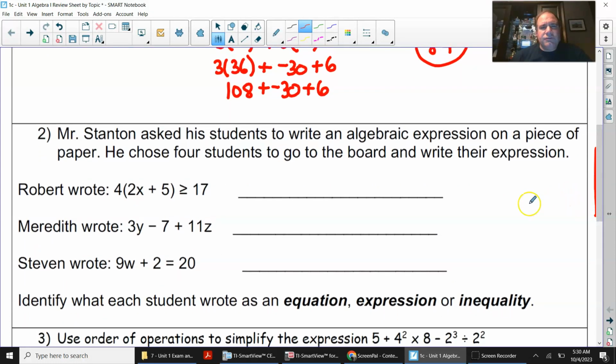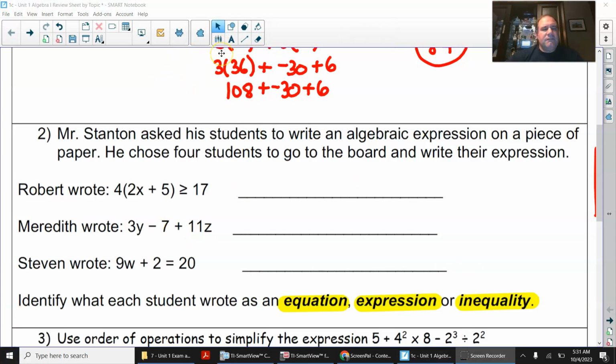Number 2, Mr. Stanton asked the students to write an algebraic expression on a piece of paper. He chose 4 students to go to the board and write their expression and basically identify what each student wrote. So this is the identification that you have. Equation, 1 student wrote an equation, 1 student wrote an expression, 1 student wrote an inequality. Shows 4 students.